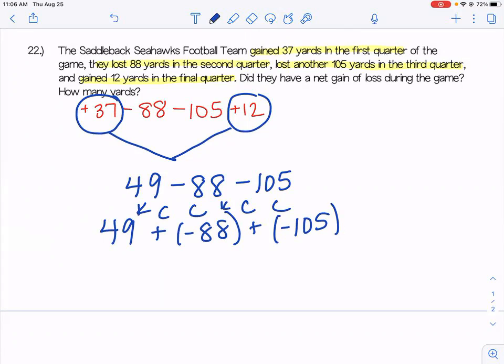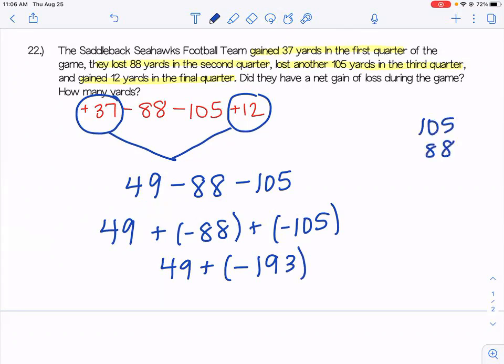So that negative 88 and negative 105, since they have the same sign, we can add them together. Oh boy. What would that be? So we have 49 plus a negative 193. How did he get that? He took 105 and added 88 to it. 8 plus 5 is 13, carry the 1. So we have 9 and 1. Okay. Now I have 49 plus -193.